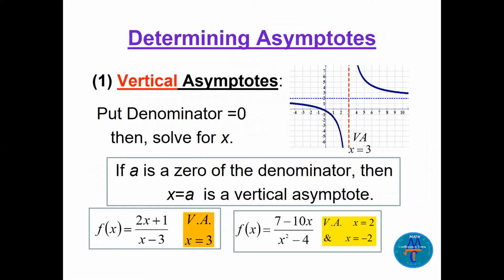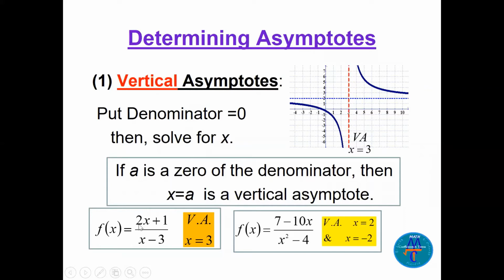Here we will look at determining the asymptotes from the equation. If I need the vertical asymptotes, I have two examples down here you can look at. Put the denominator equal to 0 and solve for x.